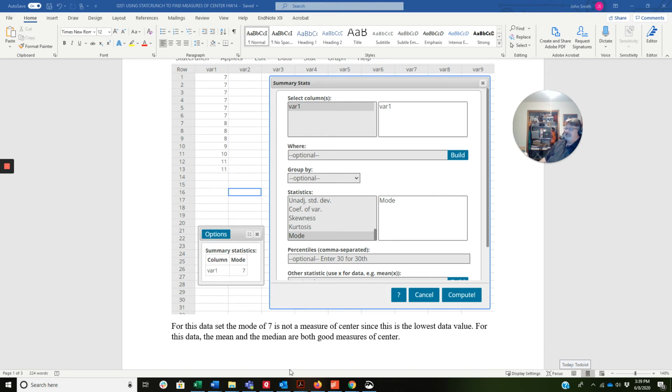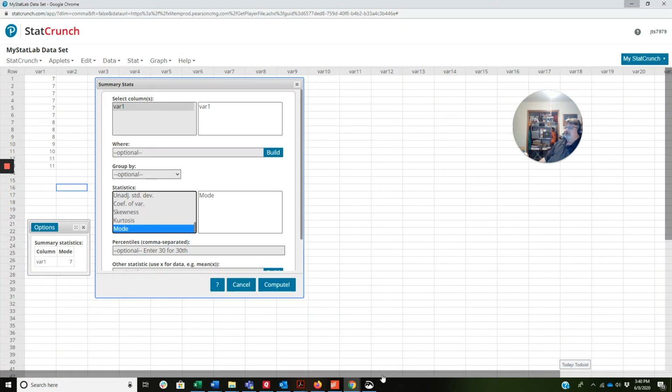But for this data set, the mode of 7 is not a measure of center because that's the lowest data value. So the mode is really not a good measure of center for this particular set of data. The mean and the median, however, are both good measures of center, and that's what was asked for in this question. So let's go to that question.